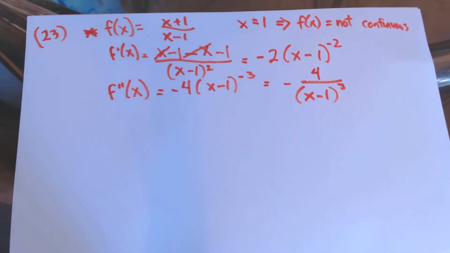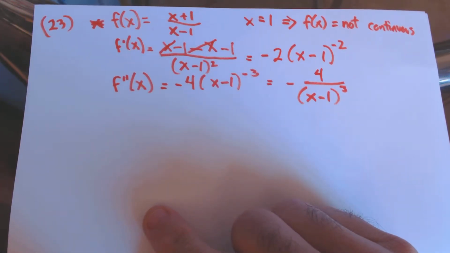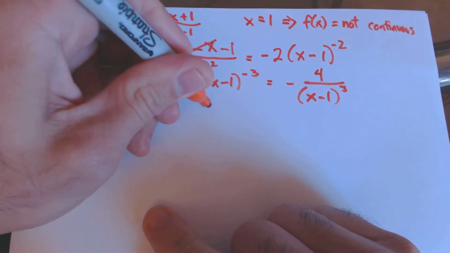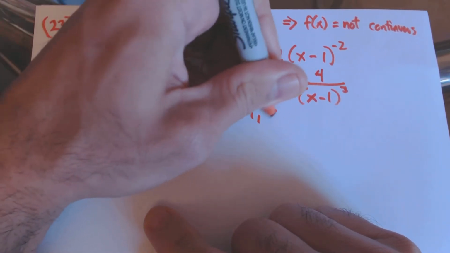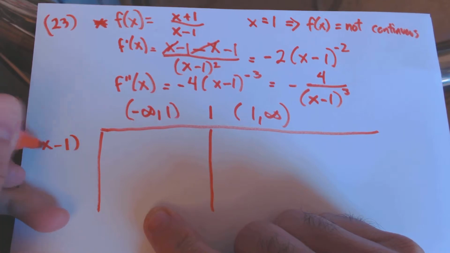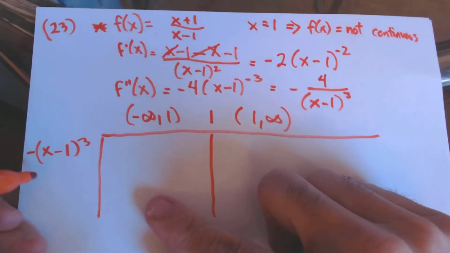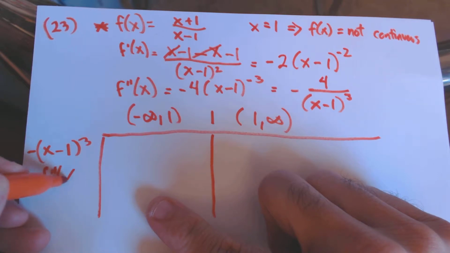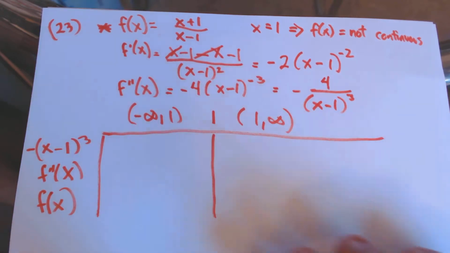There are no inflection points, but we can identify the behavior of the graph as far as concavity goes before and after the value 1. So let's look at the two intervals, negative infinity to 1 and 1 to infinity. And we're going to look at x minus 1 cubed, negative. And that'll establish the sign of the second derivative, and thus the behavior of the function.